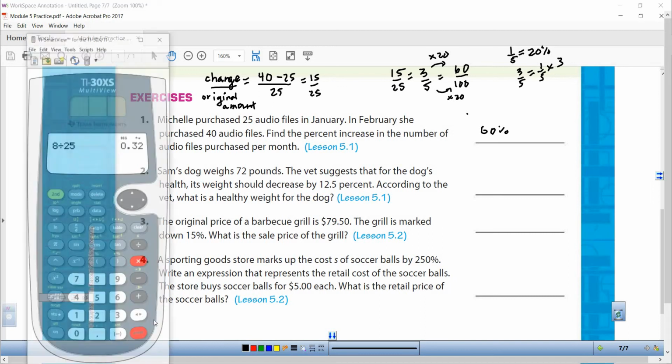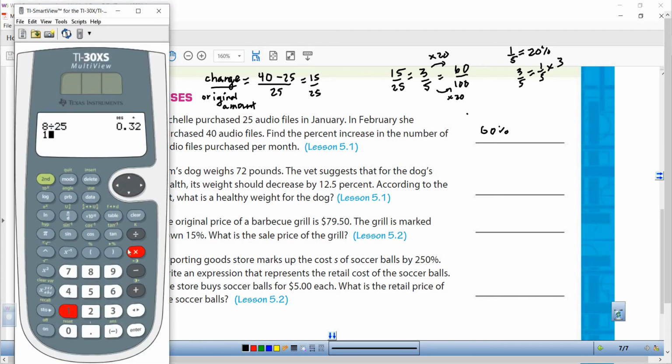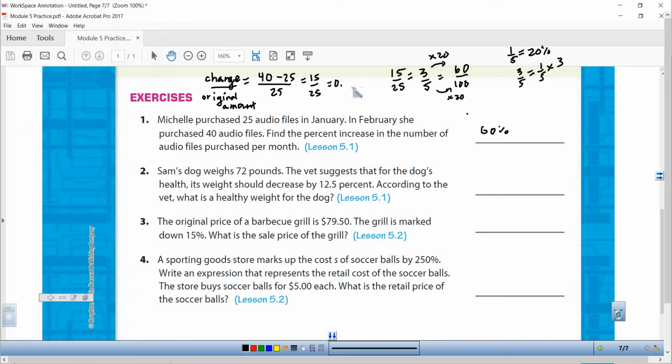We also could have gone to our handy dandy calculator once we knew it was 15 over 25. We could have done 15 divided by 25 and gotten 0.6. And once you have the decimal 0.6, you can move it 2 places to the right to get the percent. Okay? All right, next one.